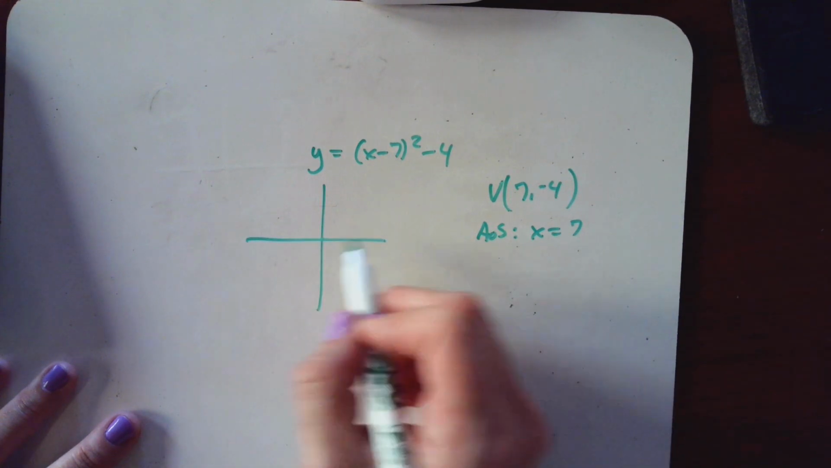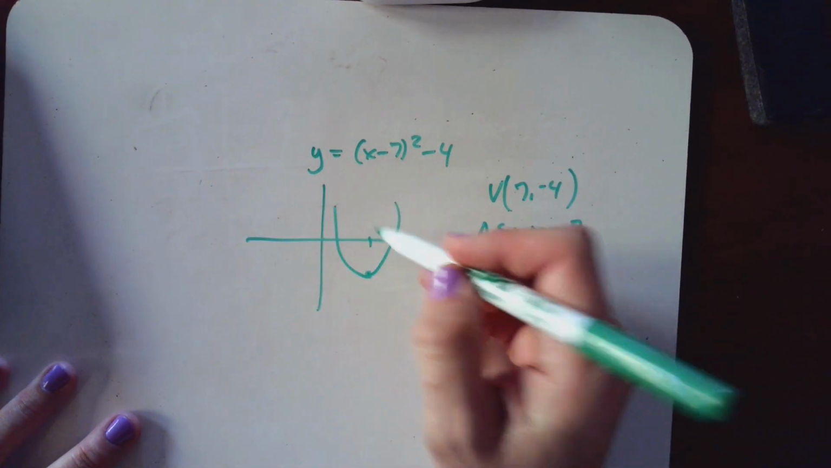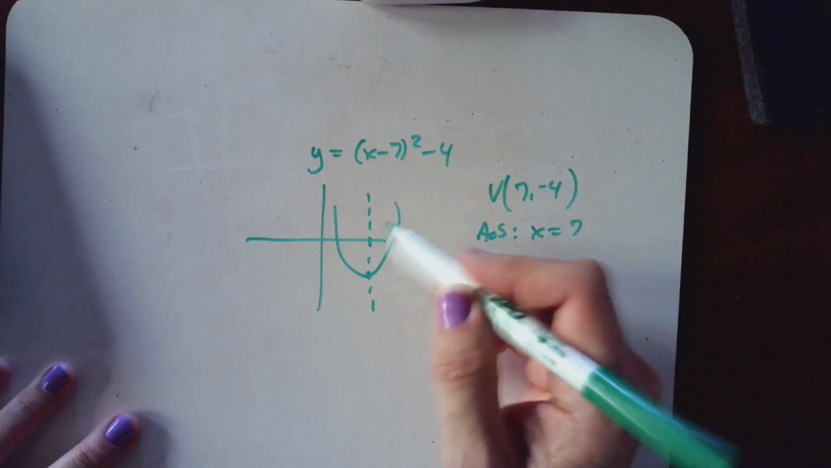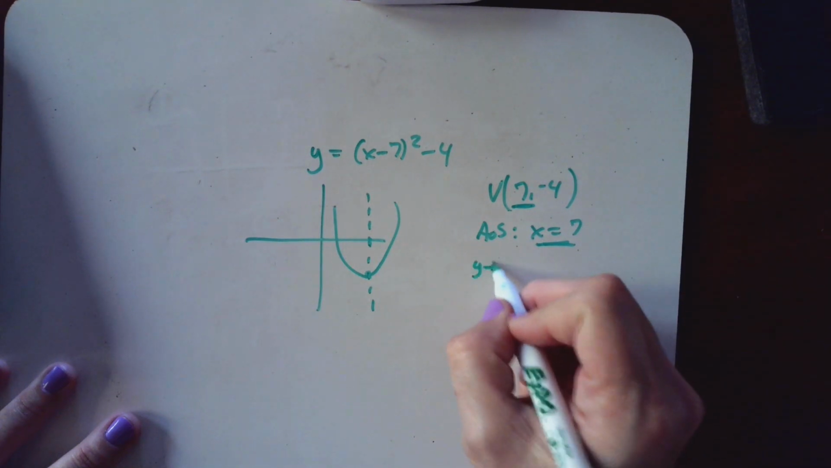You can always draw a little picture. Right 7 down 4, get your parabola here. 7, it's going to be the axis of symmetry right through the x value. This matches this.